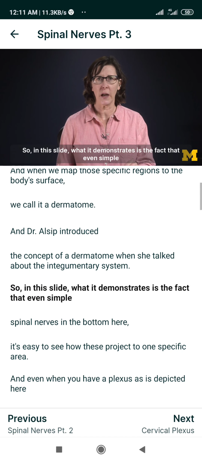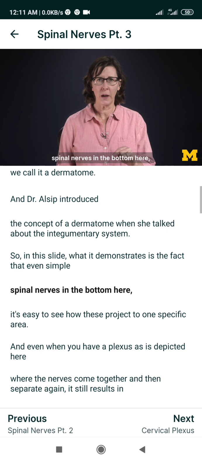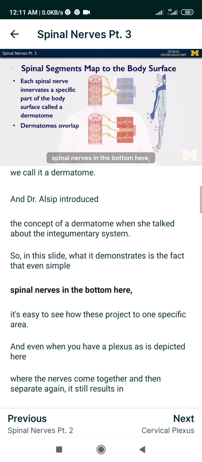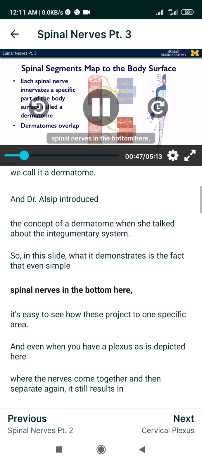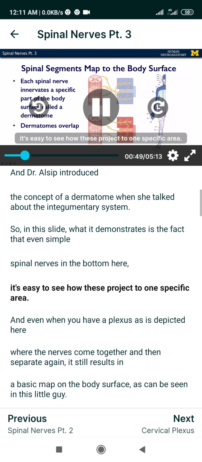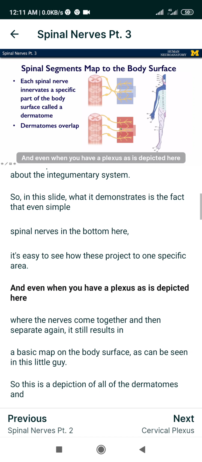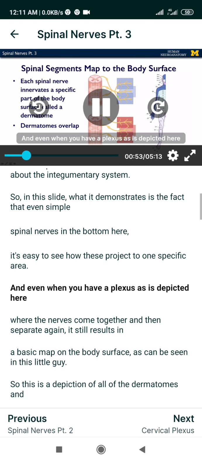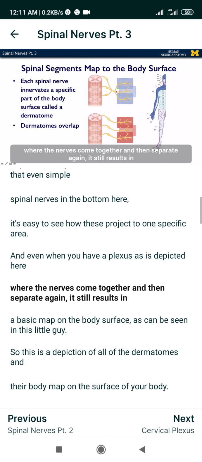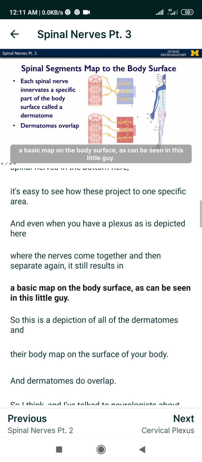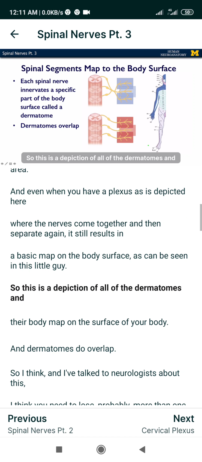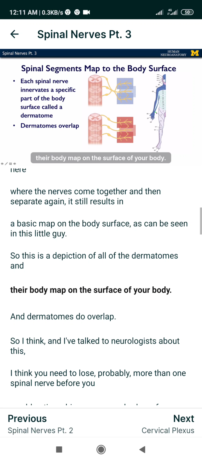So what this slide demonstrates is that even with simple spinal nerves, at the bottom here, it's easy to see how these project to one specific area. And even when you have a plexus, as is depicted here, where the nerves come together and then separate again, it still results in a basic map on the body's surface, as can be seen in this little guy. So this is a depiction of all of the dermatomes and their body map on the surface of your body.